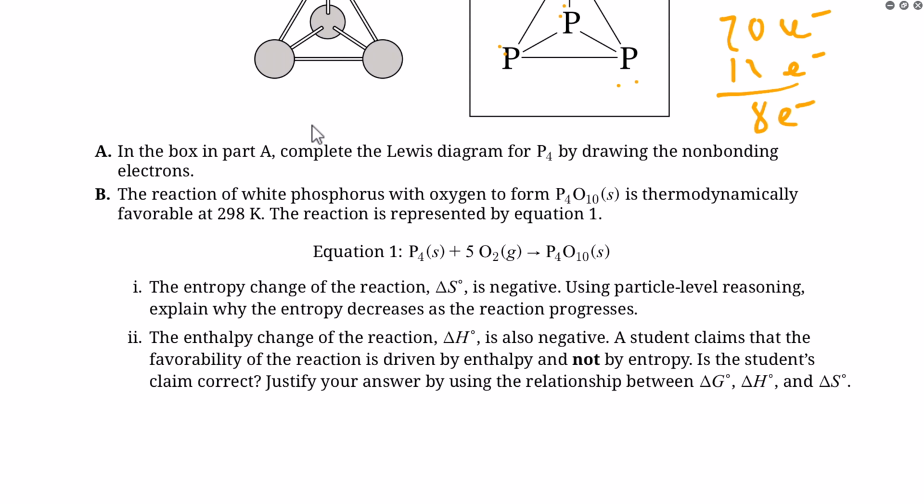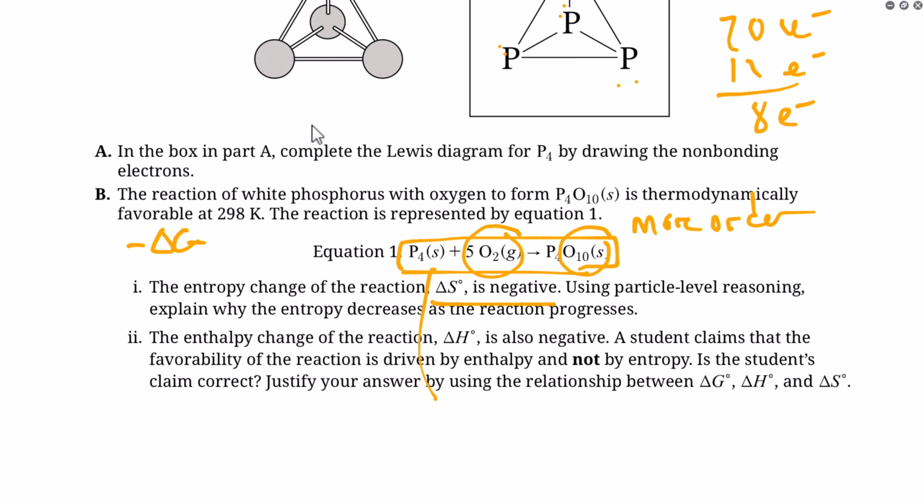So the reaction of white phosphorus with oxygen to form P4O10 is thermodynamically favorable. Okay, so that means we have a negative value for delta G, and the reaction is represented by equation 1. The entropy change for the reaction is negative. Using particle-level reasoning, explain why entropy decreases as the reaction progresses. So delta S is negative, indicating we're getting more order as the reaction takes place. Well, if I take a look at the nature of my elements, we start off with a solid and 5 moles of gas, and we end up with a solid.